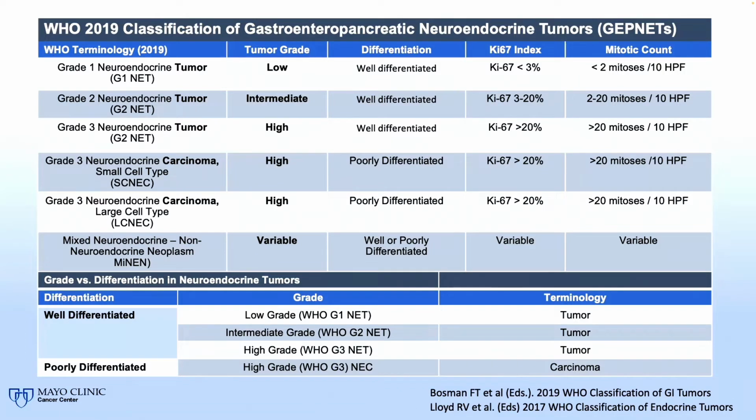So what I wanted to show here is the current classification scheme for neuroendocrine neoplasms of the GI tract and the pancreas. And really what I wanted to point out is that down at the bottom of the table, the grade 1, grade 2, and grade 3 well-differentiated neuroendocrine neoplasms are called neuroendocrine tumors. The poorly differentiated tumors are called carcinomas, NETs versus NECs. So what is differentiation then?